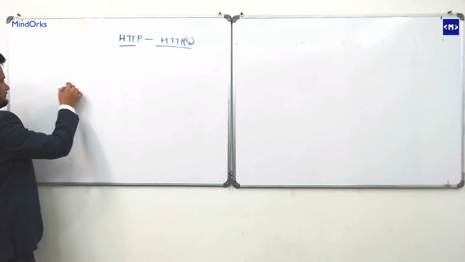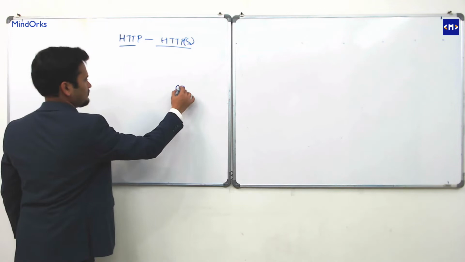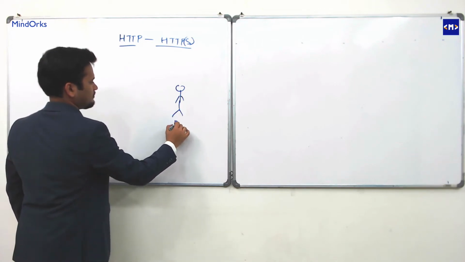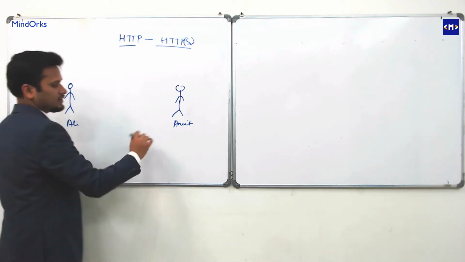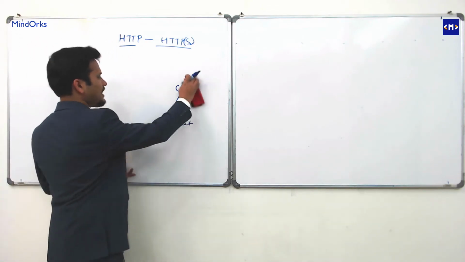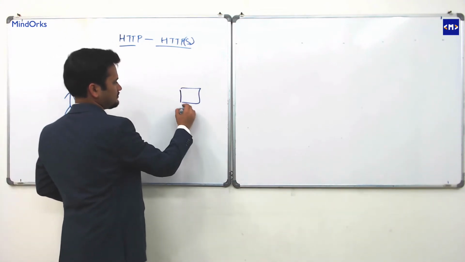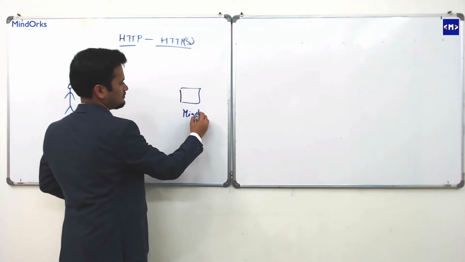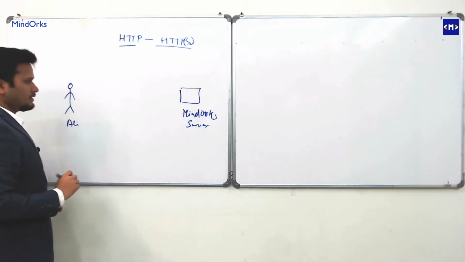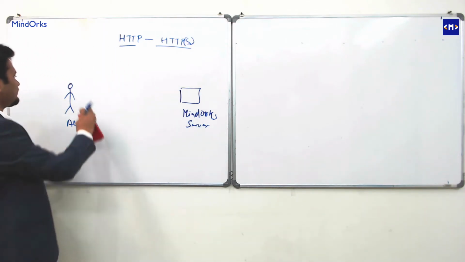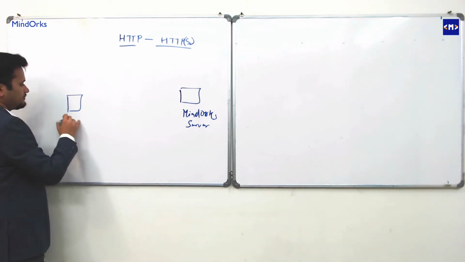Suppose this is me, and this is Amit. Or let's say this is my server. Okay, this is my server, and this is your Instagram app, for example. This is your app.